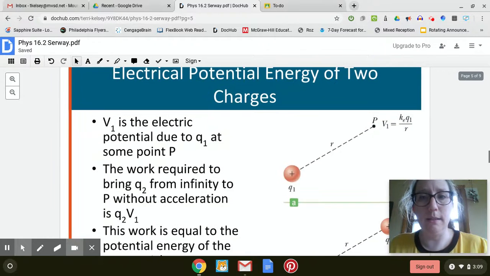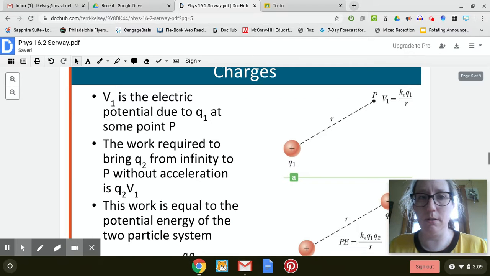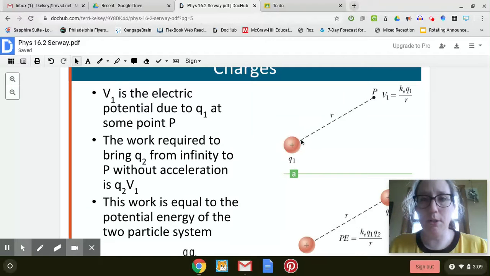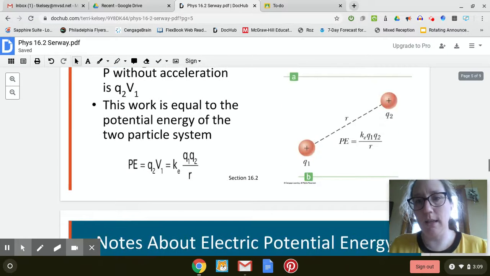So here's an example, and they're very, very simple. You're just using that potential equation, okay? So here's my point charge. I am this far away. The potential at point P is equal to that, okay? If I have two charges, I can then calculate the potential energy. That should look familiar to you, okay? The work is equal to the potential energy, which is equal to there, which is also equal to that.